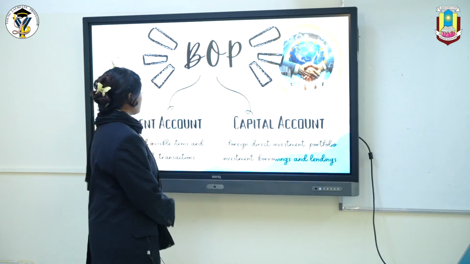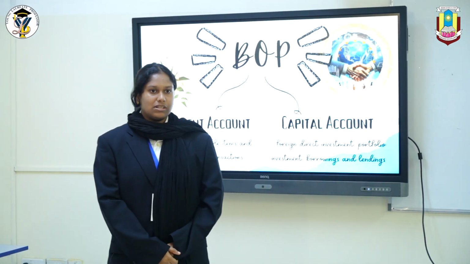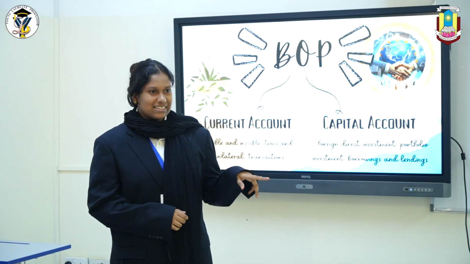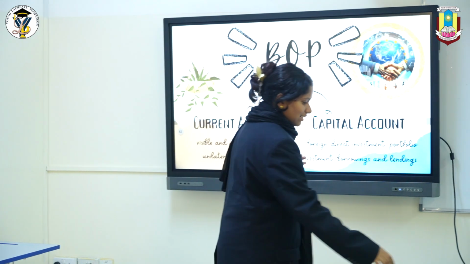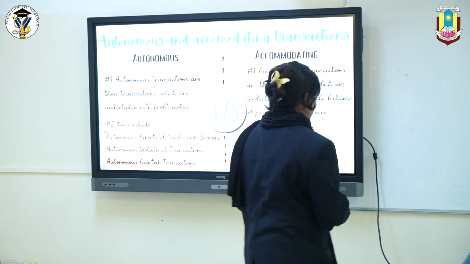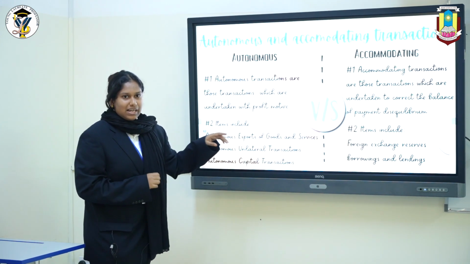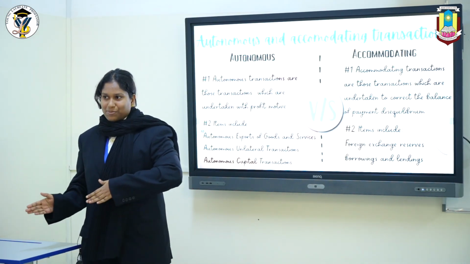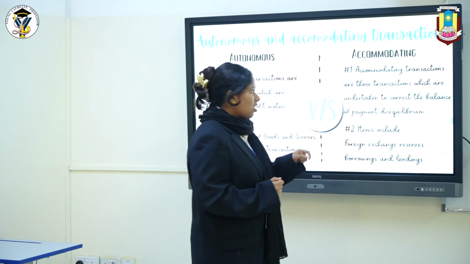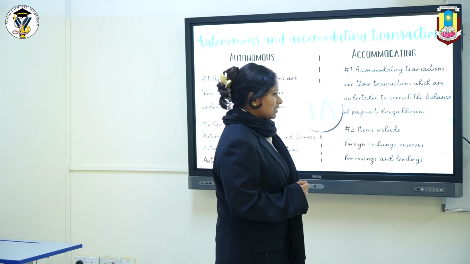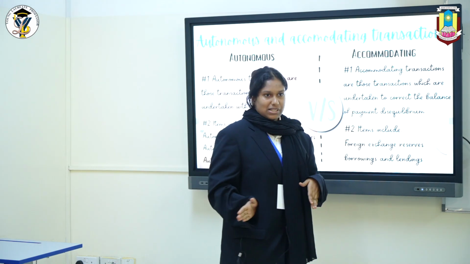And we have current account and capital account. Oh, I missed a point. I told you that in autonomous transactions, these 3 items are recorded in both current account and capital account of the BOP, while the accommodating transactions are only recorded in the capital account.